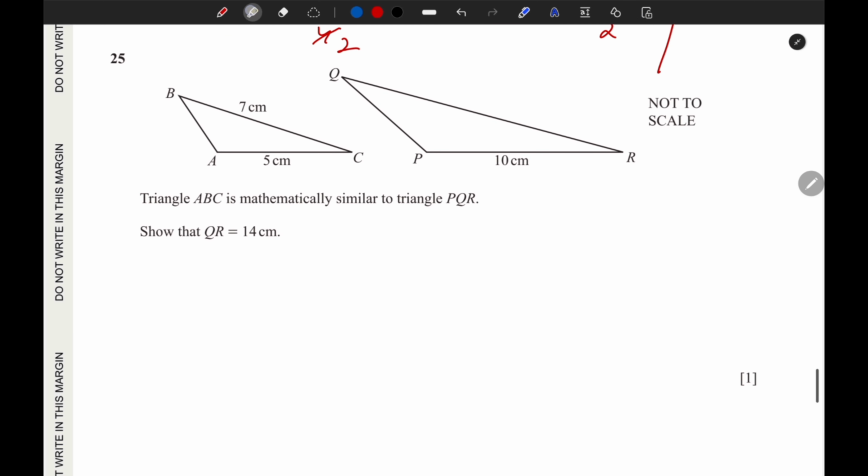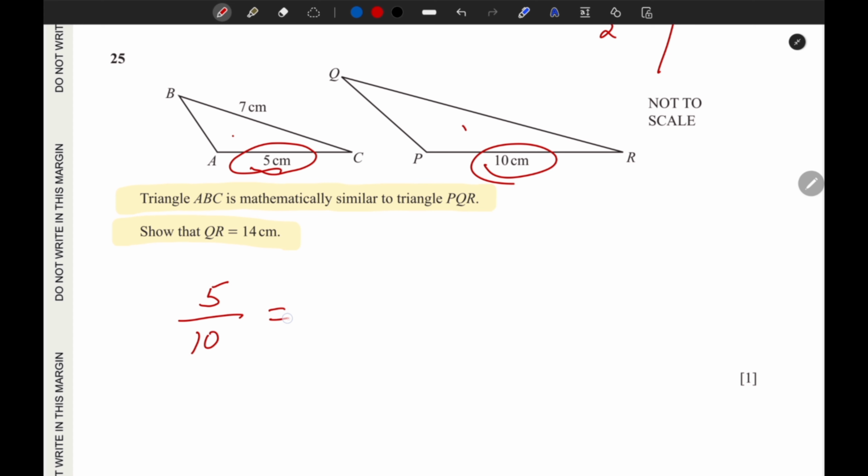Now question 25. The triangle ABC is mathematically similar to triangle PQR. Show that QR is 14. As you can see, these two triangles are similar, and in similar triangles the sides are proportional. That means we can write, if we take this triangle, 5 upon 10 will be equal to 7 upon QR. We can take this as QR only.